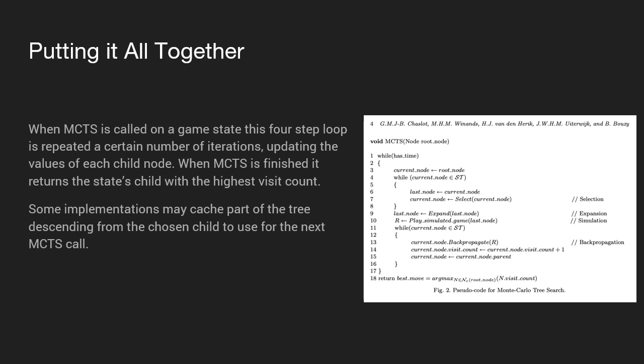You can see selection. It recursively searches through that tree until we hit a node outside of the search tree, or the leaf node there. Then it does expansion, simulation, backpropagation, updates those values. It gets to the end, and as you can see, return best move is the argmax of the visit count.